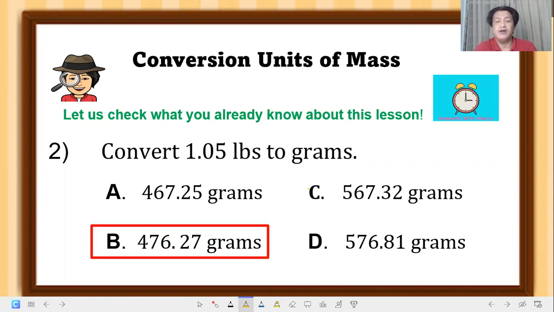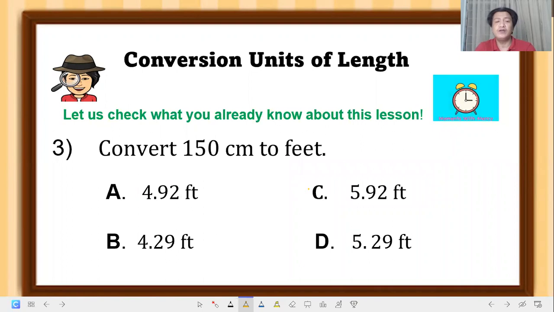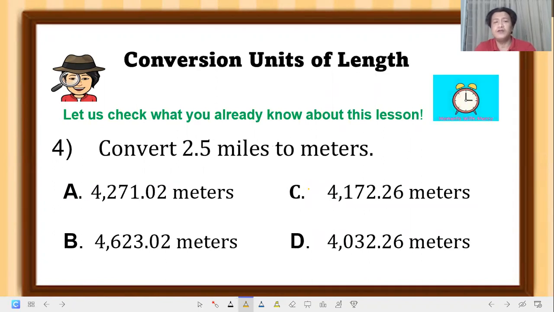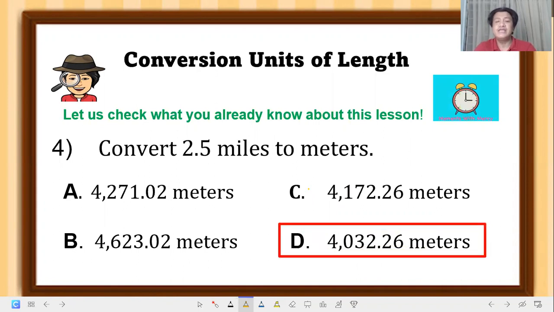476.27 grams. Okay, let's have number 3. Convert 150 centimeter to feet. Let's start. Timers. Okay, that is letter A, 4.92 feet. Okay, let's have number 4. Convert 2.5 miles to meters. Timer starts. Okay, that is letter D.